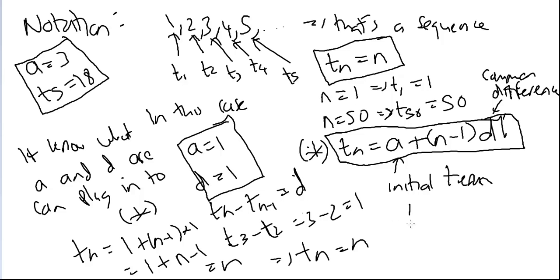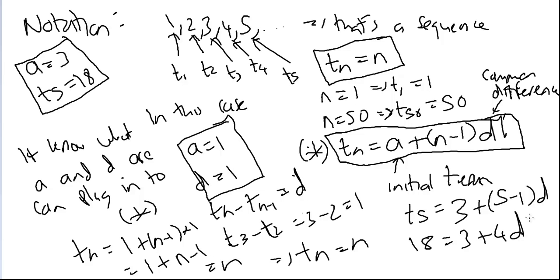So if a is equal to 3, for our general arithmetic sequence, well, we've been told that a is equal to 3, then T5 is equal to 3 plus (n minus 1)d, well, in this case n is equal to 5, so (5 minus 1)d. And we've been told that T5 is equal to 18. So 18 is equal to 3 plus 4d, using our general expression for arithmetic sequences, and using the fact that T5 is equal to 18, and a is equal to 3. So then we can actually work out what d is.